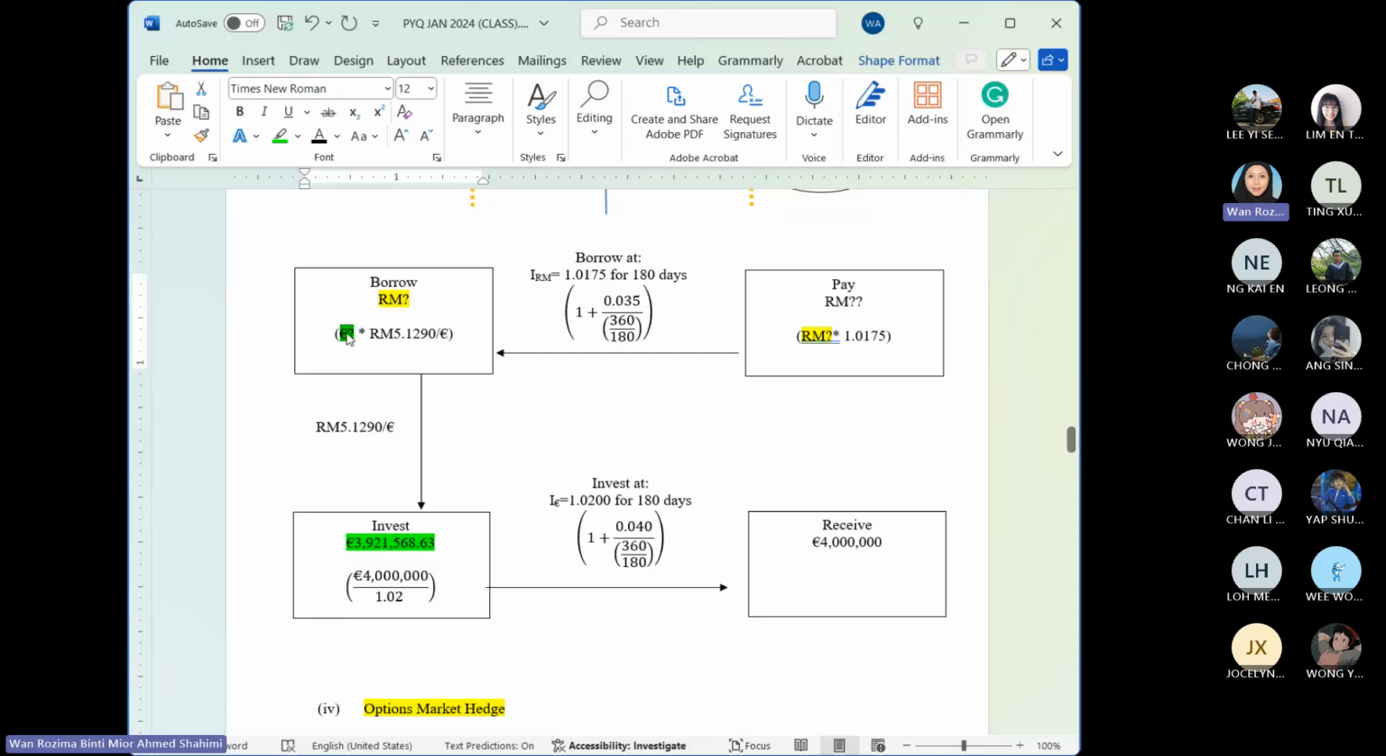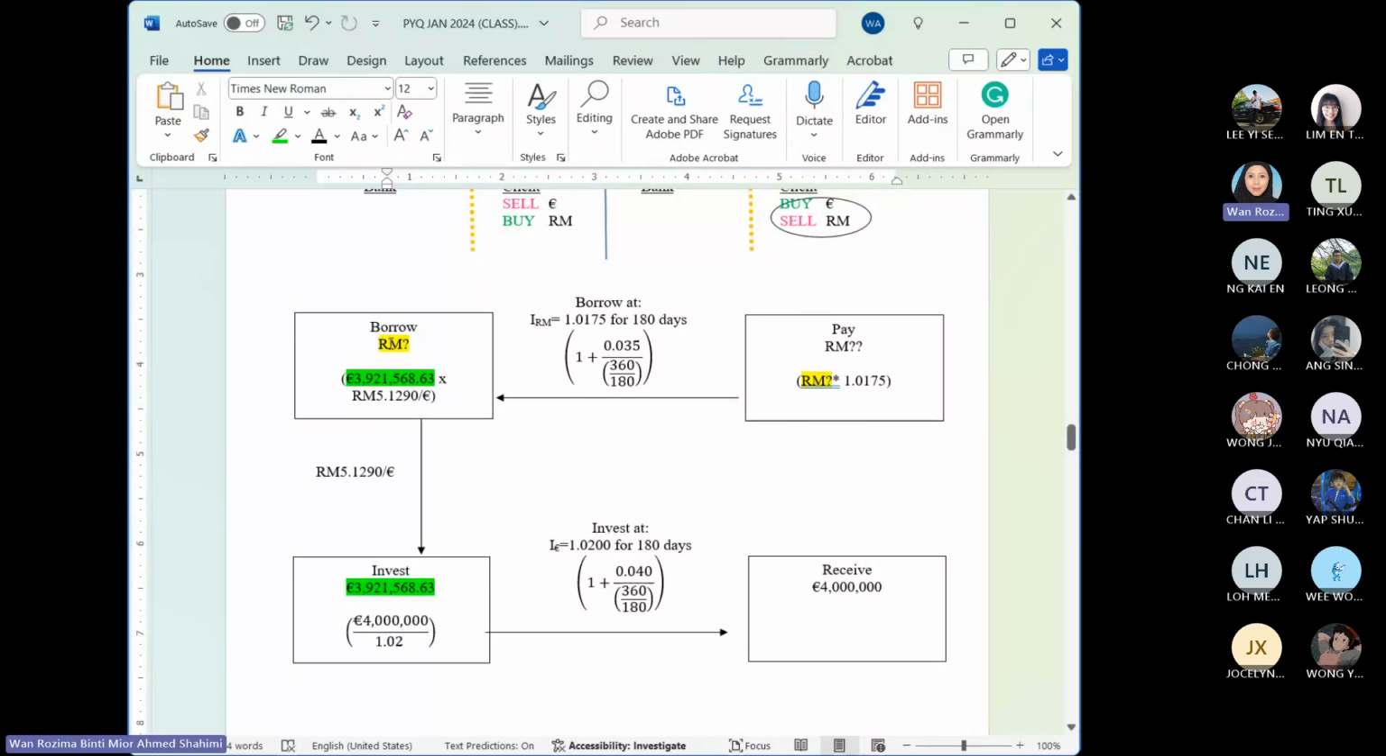To solve the current box, it must be based on the value of the last two boxes. So now, is it correct that we need to times? Okay, let's check. Euro at the back, euro at the front. Yes, we need to times. And then you will get this RM in yellow color. Then remember, so this is the amount. RM in yellow color is the one that we need to borrow. And remember, you have to pay back in 180 days time.